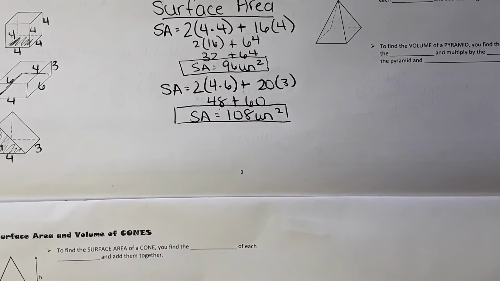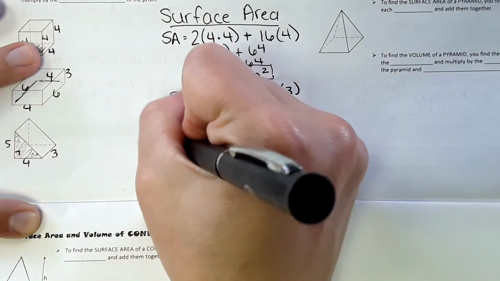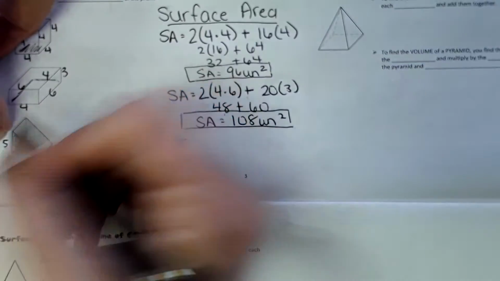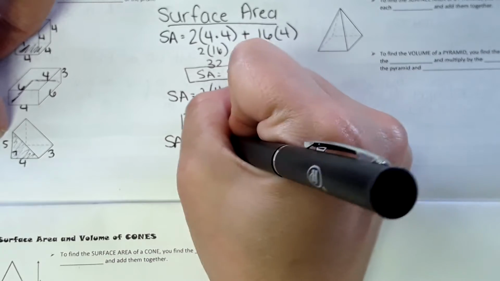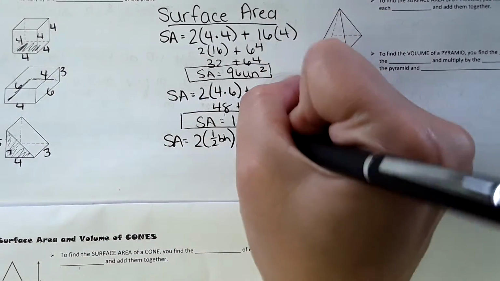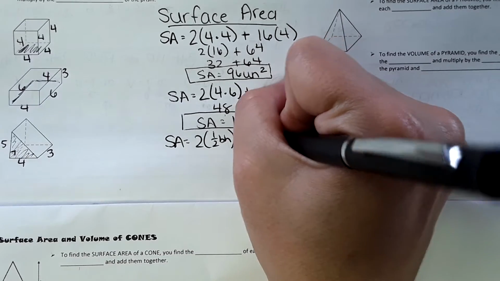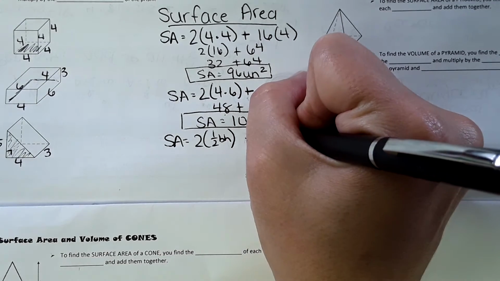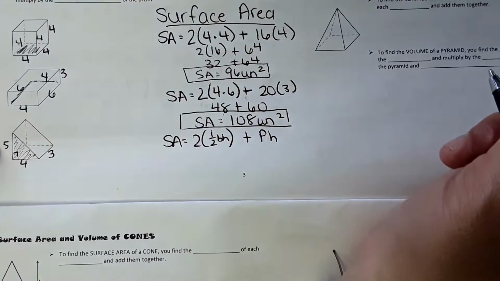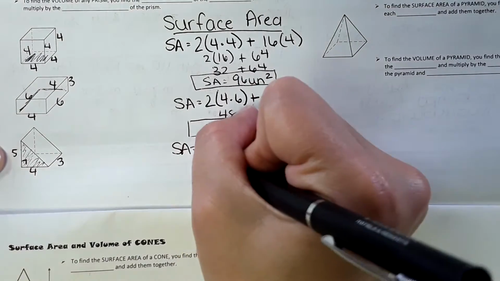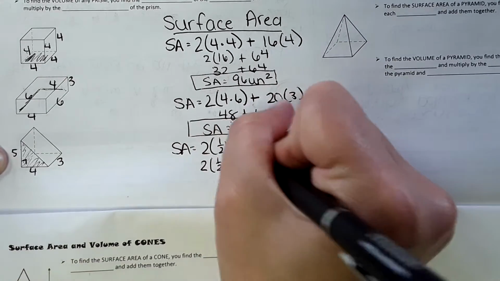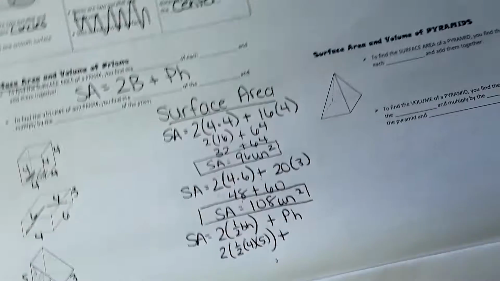Okay, so surface area equals two of the bases. Now we're dealing with a triangle, so it's going to be 1/2 base times height of the triangle, plus perimeter times the height, which will be 3. We need to plug in the dimensions of the triangle, so it'll be 2 times 1/2, 4 times 5, plus perimeter.